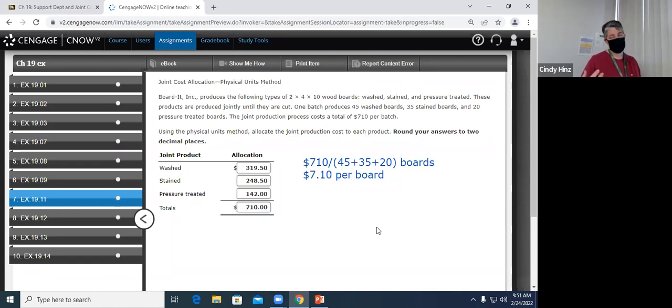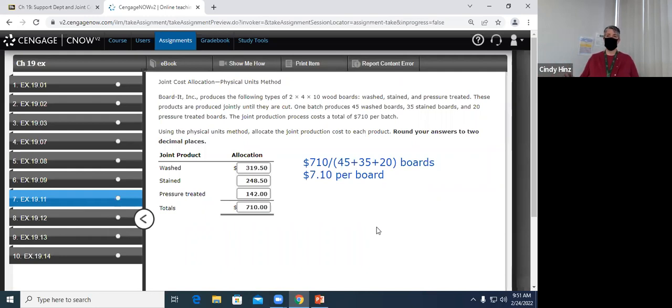I just had to check it to make sure it did work out, and it does. So there's no wrong answer. There's no reason that we can't use this physical units method. In this case, it seems to make sense because the products are exactly the same until that split off point. And then we're just treating them differently.